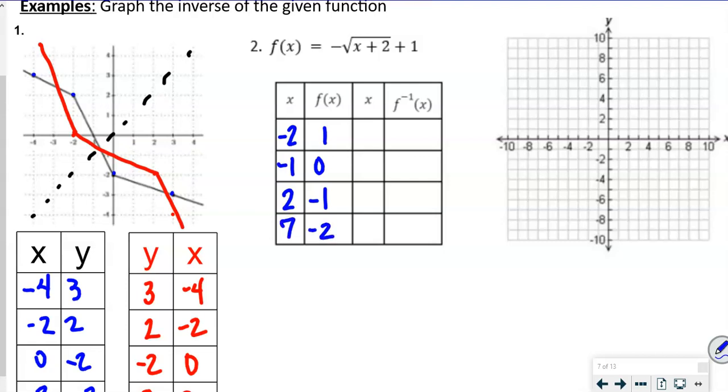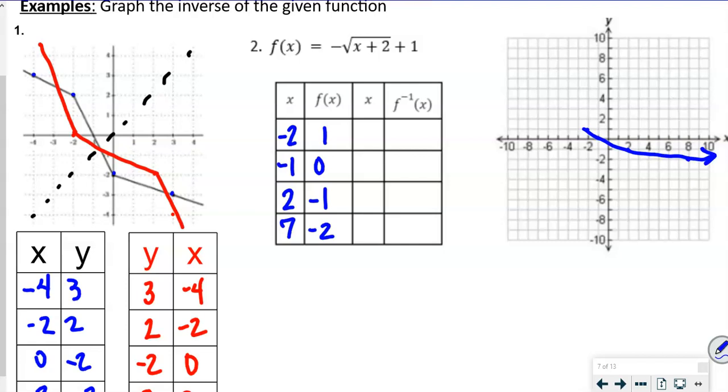So now I'm going to go ahead and plot those points. So I got (-2, 1) right there. And that's the starting point of our graph, and we should recognize that because of h and k, right? And then we've got (-1, 0) right there. And then we've got (2, -1) right there. And then the other point I plotted was (7, -2) right there. So that's enough for me to go ahead and graph it, okay? And that's what I'm going to do, okay?